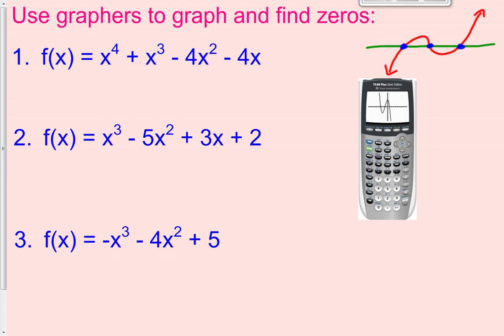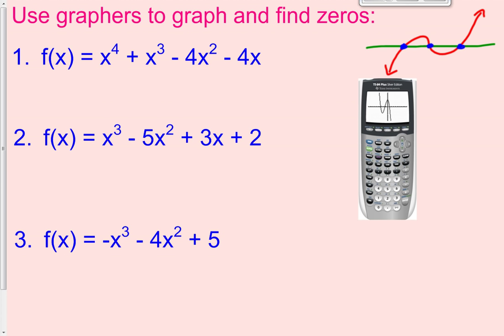What's kind of nice is that our degree always tells us how many answers we should get. There's 4 zeros on problem number 1. There's 3 zeros on problem number 2. There's 3 zeros on problem number 3. The degree always tells us the number of zeros that a polynomial function has. So let's use our calculator to find where these zeros are.